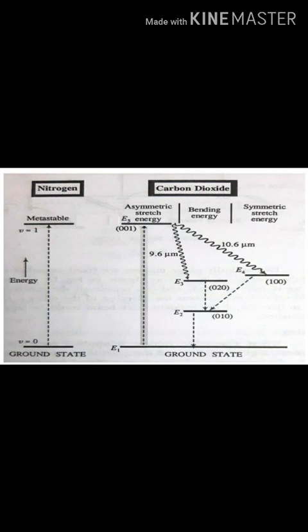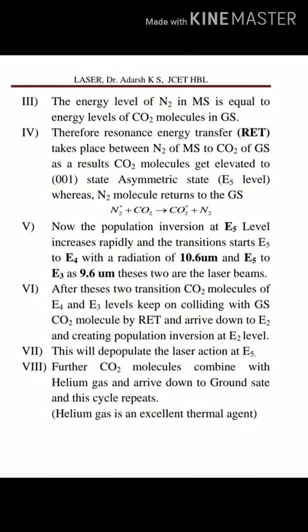Now the second kind of collision takes place because the metastable nitrogen energy level almost matches the ground state carbon dioxide molecule. Therefore the energy may transfer to the ground state molecules of carbon dioxide. I can denote it by N2 star. N2 star means the excited or metastable state of nitrogen, which transfers energy to the ground state carbon dioxide molecule. This carbon dioxide molecule reaches the asymmetric state, and the nitrogen molecule comes back to the ground state.